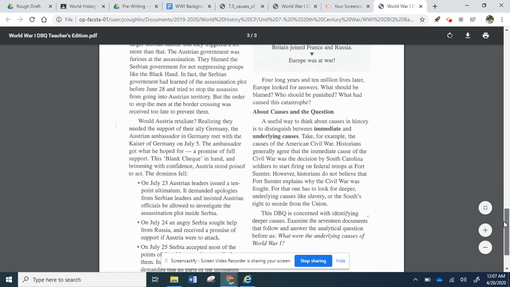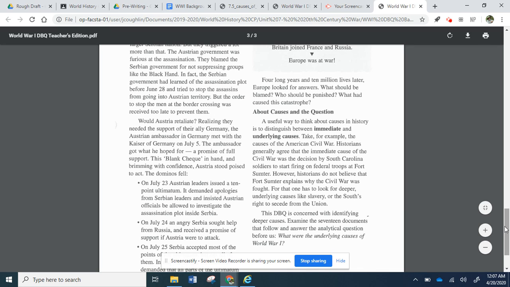About causes and the question. A useful way to think about causes in history is to distinguish between immediate and underlying causes. Take, for example, the causes of the American Civil War. Historians generally agree that the immediate cause of the Civil War was the decision by South Carolina soldiers to start firing on federal troops at Fort Sumter. However, historians do not believe that Fort Sumter explains why the Civil War was fought. For that one has to look deeper. Underlying causes like slavery or the South's right to secede from the Union.